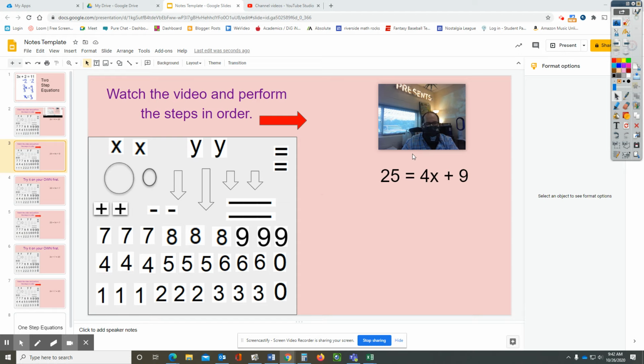To try another example here. This time, though, you'll notice that the 4x is on the right-hand side of the equal sign and not the left. But it's not going to make a difference. It's still going to be the same type of problem. So we're going to work this one together, so follow along with us.